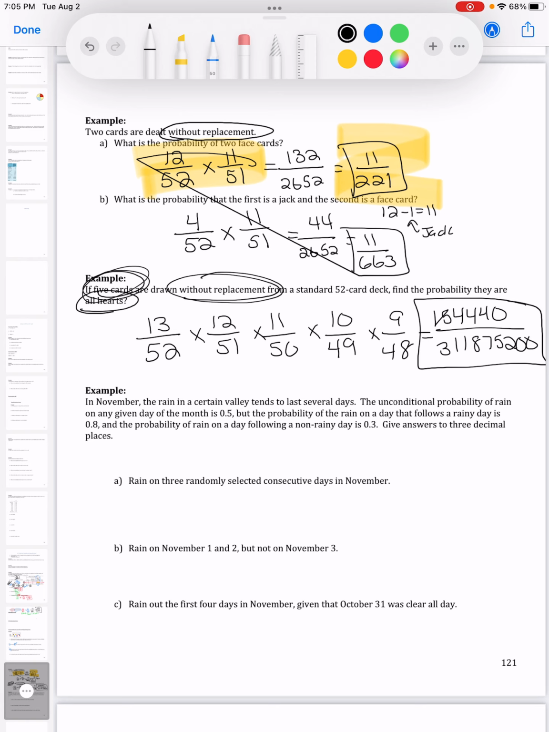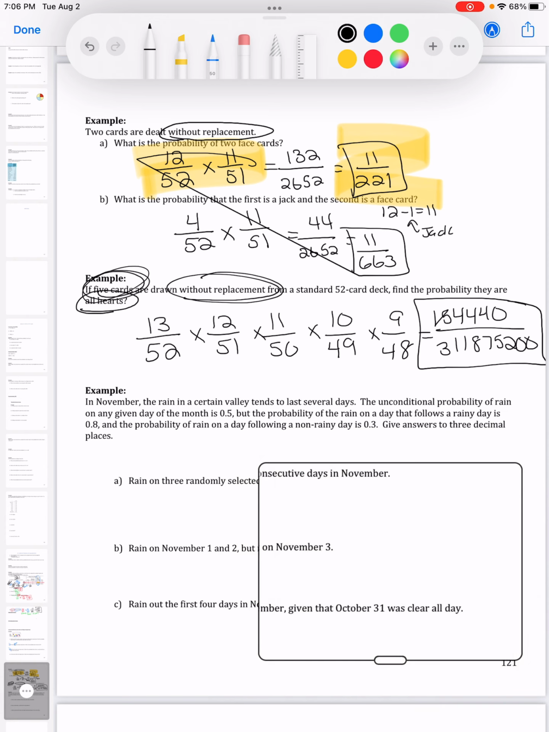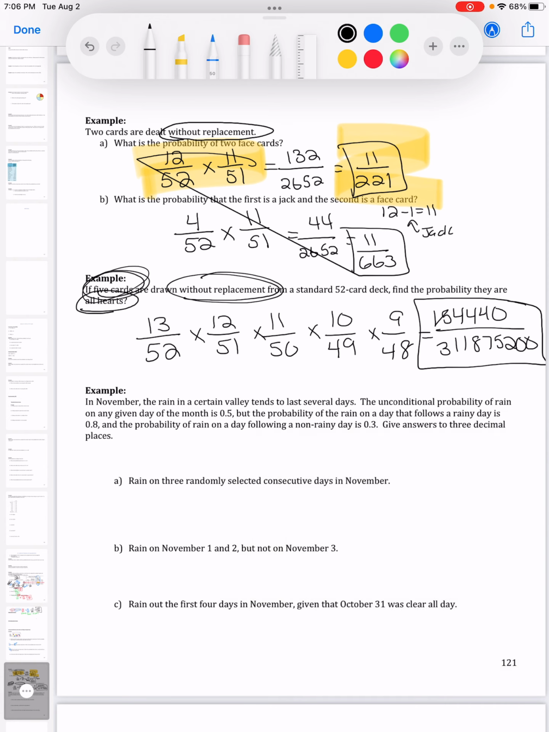So our next example is the same sort of idea, but now I've given you the probability of rain, and sometimes it just throws people for a loop when I just flat out give you the probability. You don't have to think about what it is, it's just there. So in November, the rain in this valley area, we're going to say it's unconditional, so just straight out, on any given day is 50%, 0.5. But the probability of rain on the day following a rainy day is 80%.